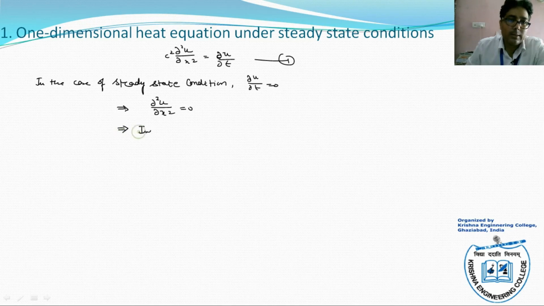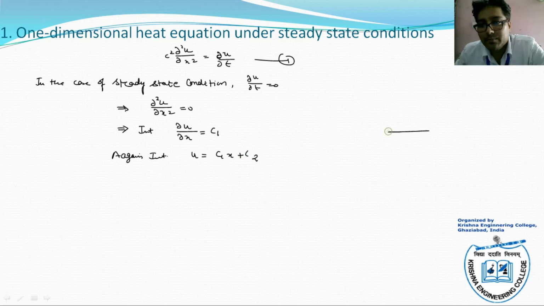Integrate this, we get ∂u/∂x = constant c1. Again integrate, we get u = c1x + c2.